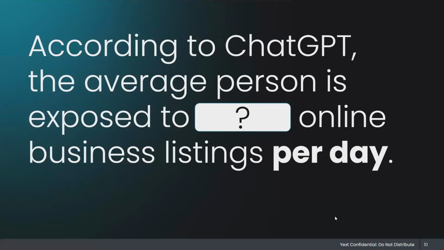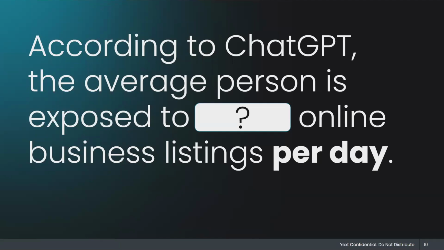So we have a question here next. We went to ChatGPT, right? And we asked ChatGPT, as I'm sure a lot of people are doing nowadays, how many business listings is the average person exposed to per day? So there's a statement here. According to ChatGPT, the average person is exposed to online business listings per day. What do you think? I'm going to launch poll number 3, if you give me a second.